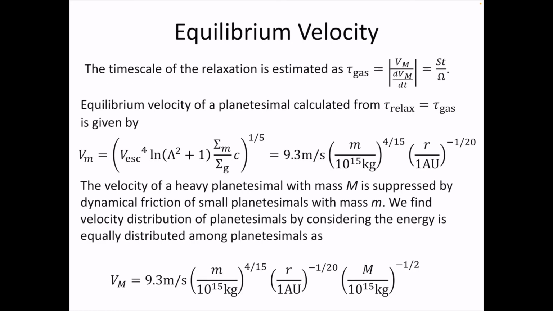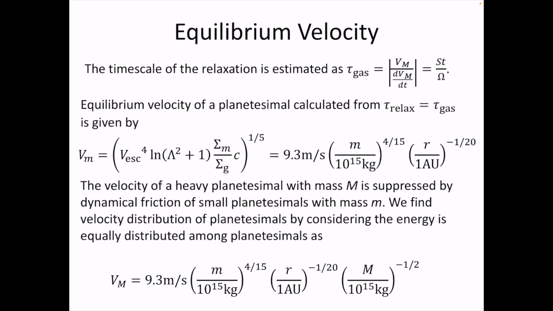And then we can estimate the equilibrium velocities. The time scale of the relaxation by gas drag is estimated as tau sub gas equals v sub m over dv sub m over dt. So using the previous equations we derived, it is Stokes number over omega. The equilibrium velocity of a planetesimal is calculated from tau sub relax equals tau sub gas. Then v sub m is calculated to be 9.3 meters per second when the mass of the planetesimal is 10 to the 15 kilograms. The velocity is increasing with the mass of the planetesimal.